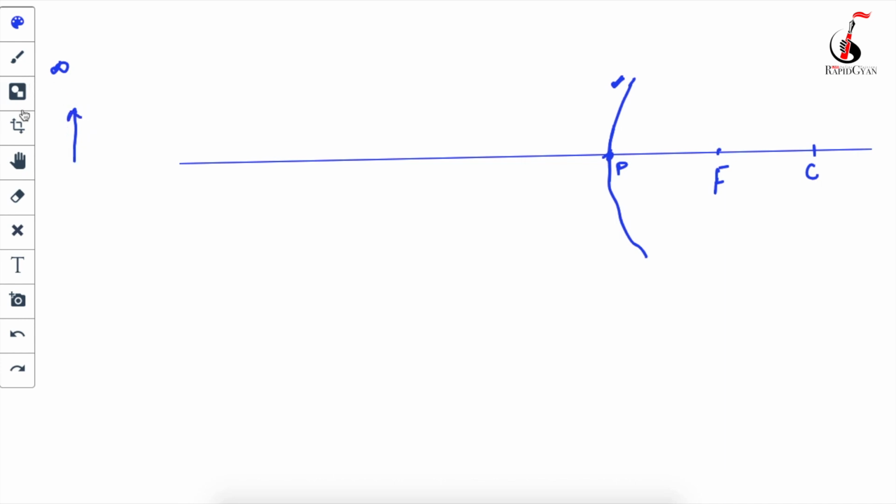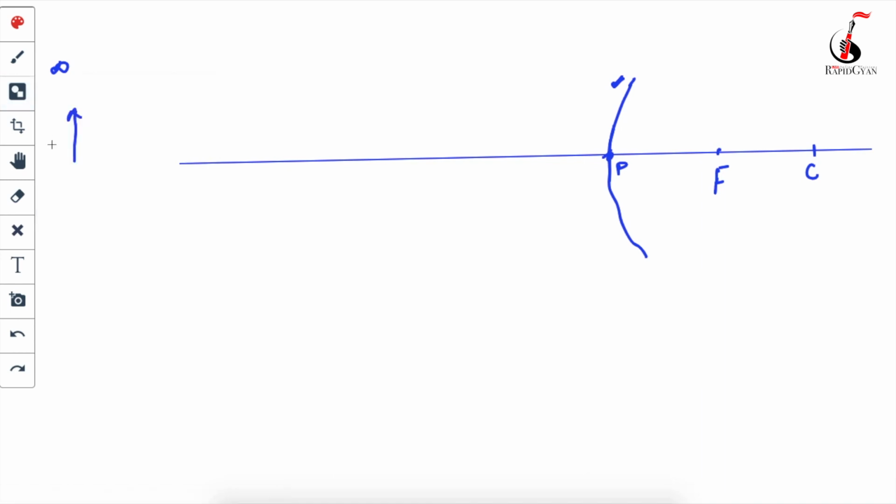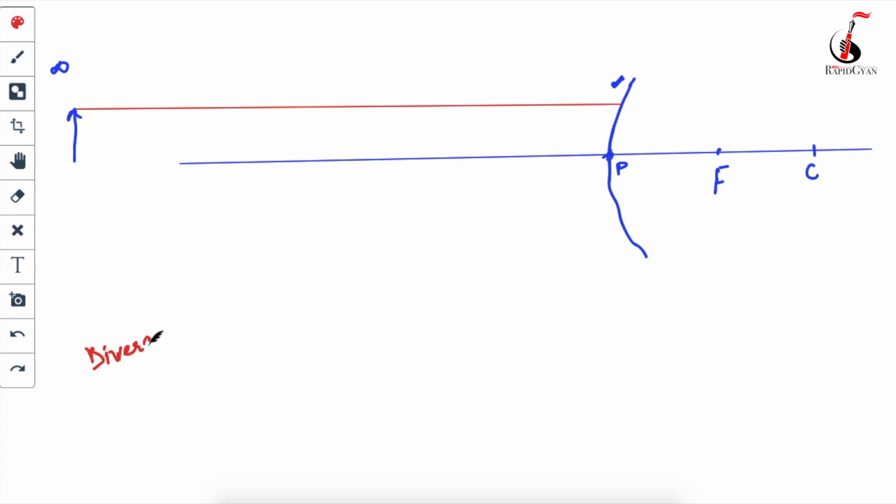What I have told you is that all the light rays coming from infinity will always be parallel to the principal axis. So the first light ray will come like this, and if it's parallel to the principal axis, what will happen after reflection? It's not going to come downside, because this convex mirror is also called your diverging mirror, because it diverts the light. The same way I told you that the concave mirror is your converging mirror, and the convex mirror is your diverging mirror.